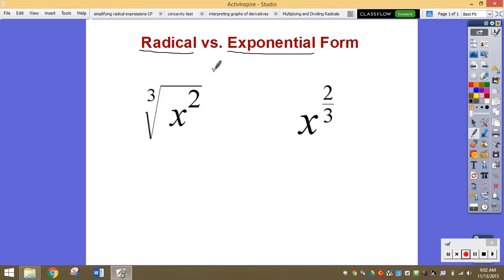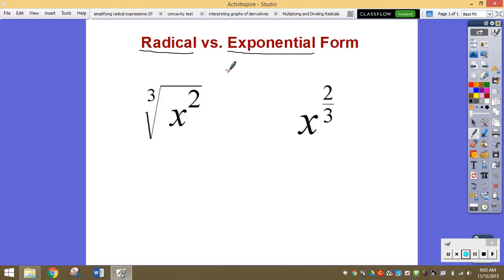You can change from radical to exponential form and back again because basically they're the same thing. So in other words, this expression here, the cube root of x squared, is equivalent to x to the 2/3. If I plugged a number in for x into this expression and into this expression, put it in my calculator, I get the exact same number.